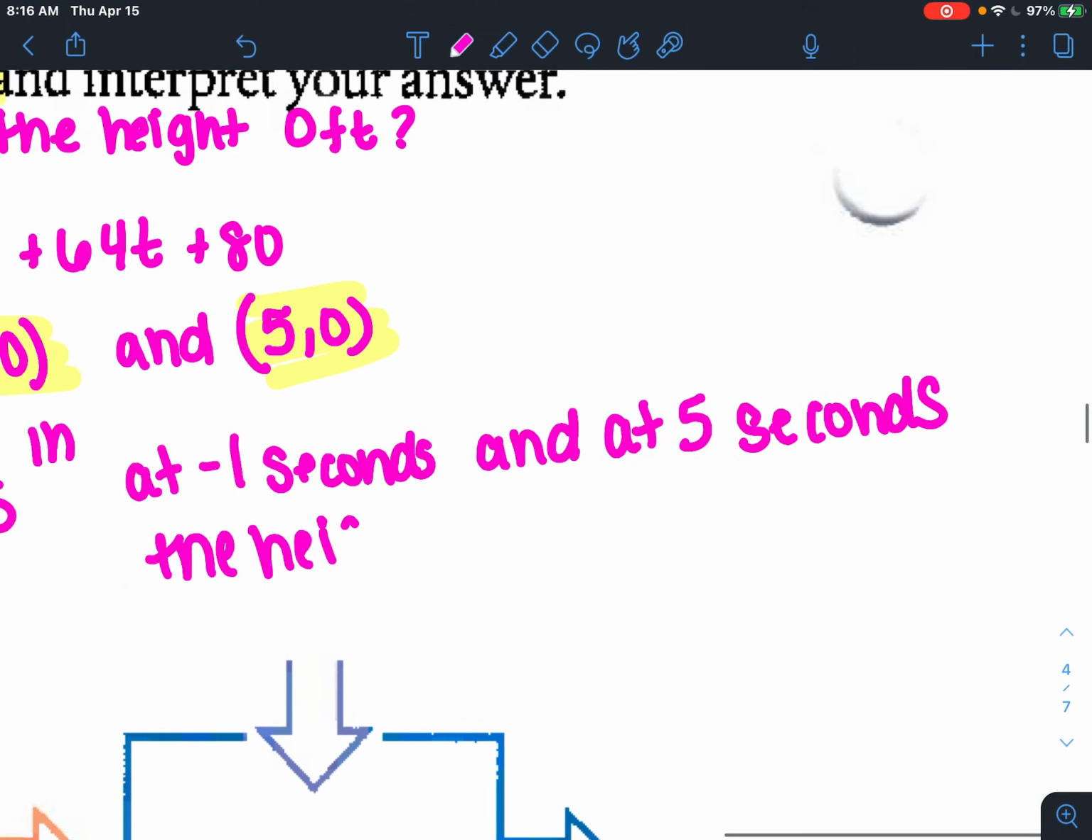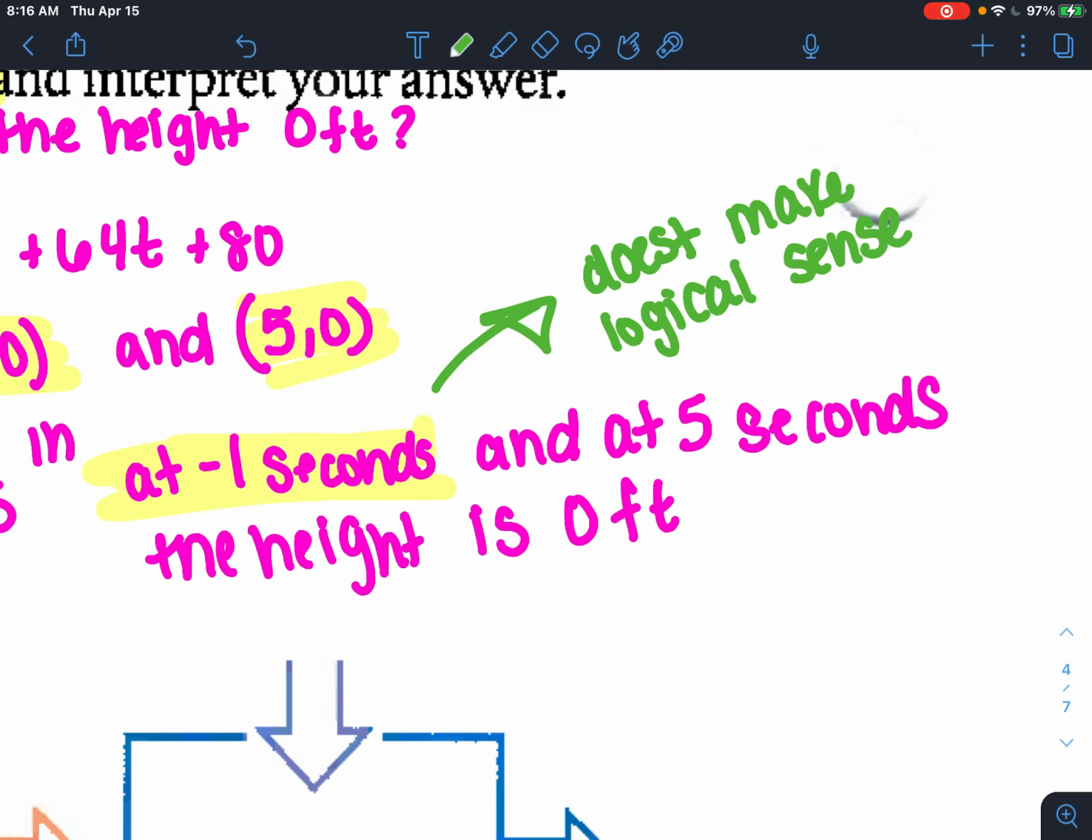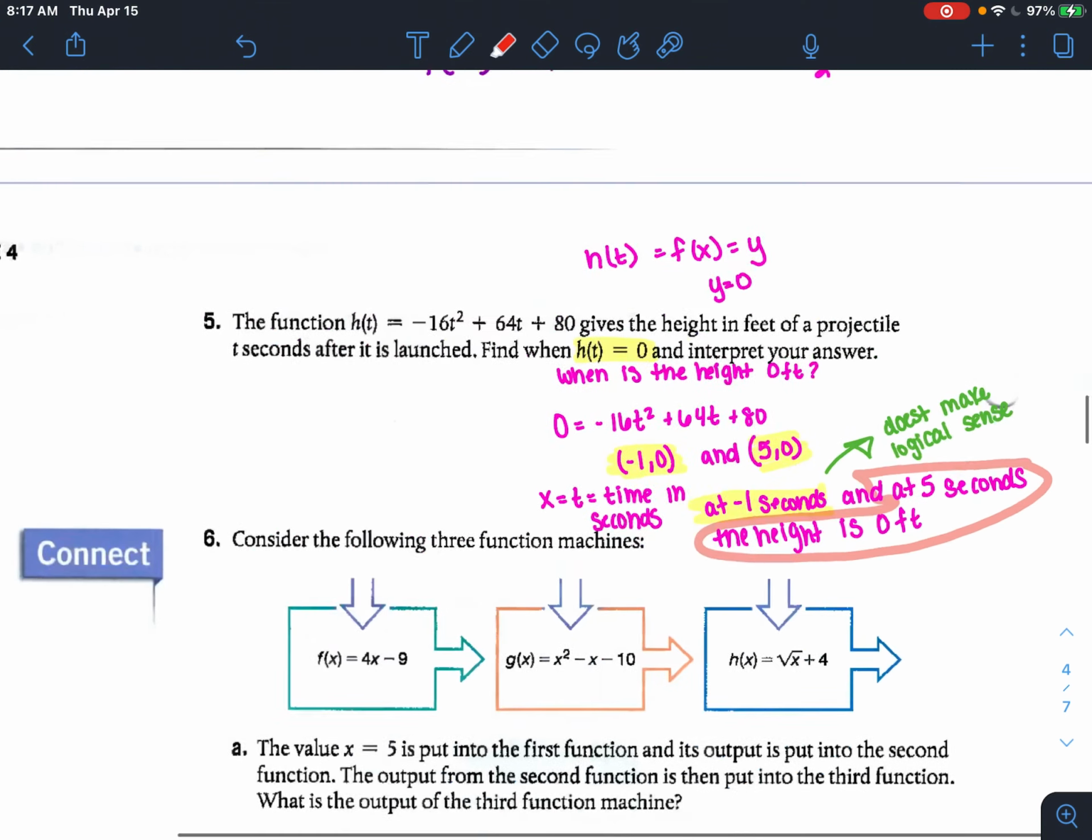The height is 0 feet. Now, at -1 seconds, that is impossible. We can't have negative time. So this answer doesn't make logical sense in the context of our problem. So the only time when this object is at a height of 0 feet is at 5 seconds. So that is my answer right there.